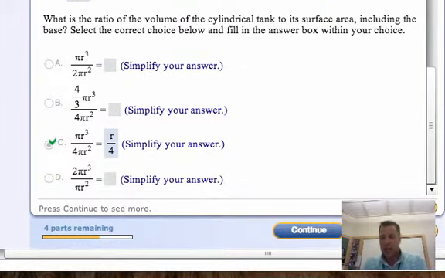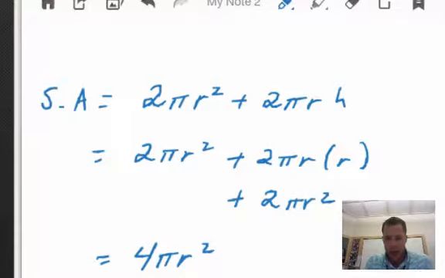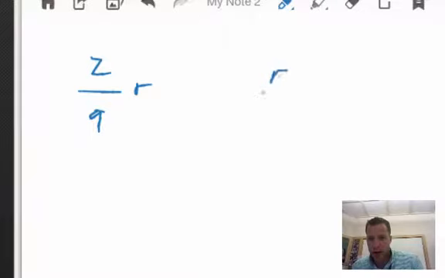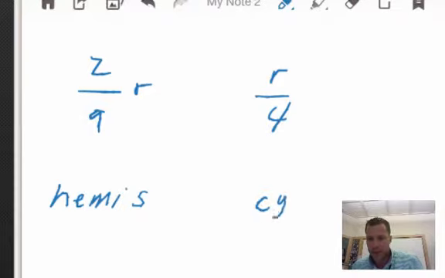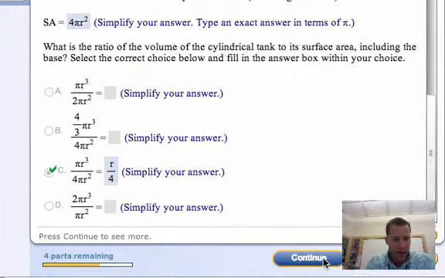Excellent. So now you have to compare the two. Okay, so now we're comparing basically, I want to say, Mr. S was at 2/9 r. You have 2/9 r, and you have r over 4. This was the hemisphere, and this is the cylinder. Now the last questions are going to be based on these two responses here. Okay, so let's kind of look. I don't think I need to do any more math here, so I'm going to continue on.